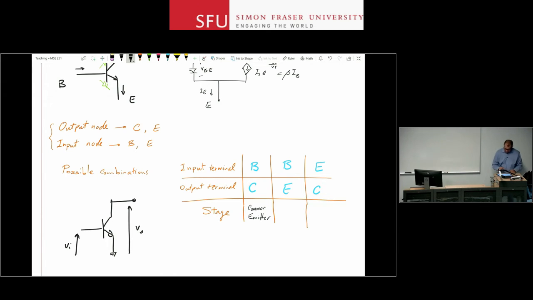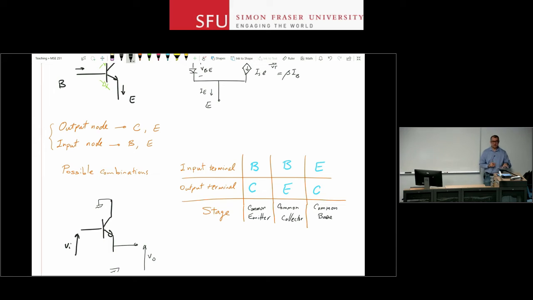The second possibility that we see here is that the input is applied to the base, but the output is taken from the emitter. So this time I'm measuring the output from the emitter terminal. There is a ground potential somewhere, and because my collector is not party to this configuration, I can assume it is the collector one. So I'm applying the signal to the base, taking the output from the emitter. So this is going to be called common collector. And finally, you can show it to yourself that this last one is maybe called common base. So figure out why the name common base is applied to the last one.